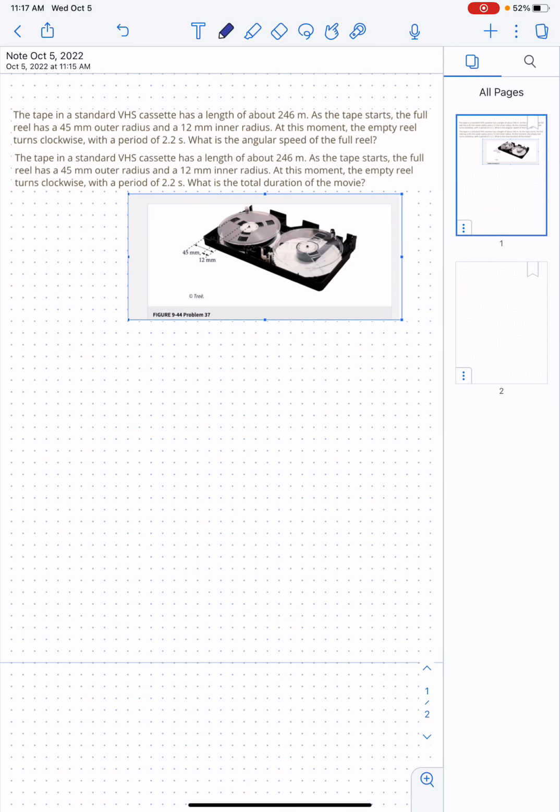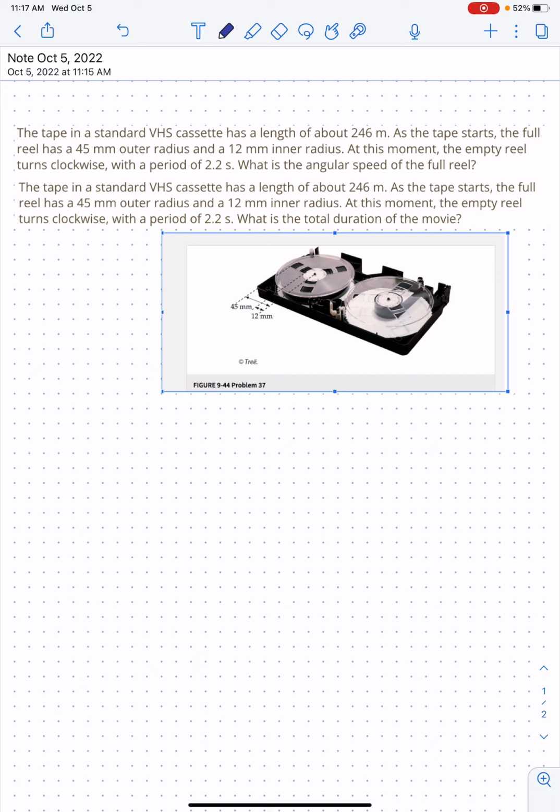Okay, this video is going to be for explaining two problems that we did in class about a VHS tape and calculating the angular speed and total time to pass through for this tape.